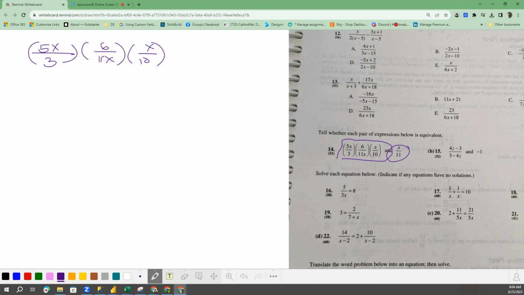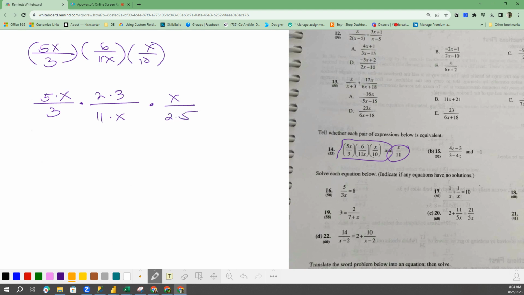So all you've got to do is really factor out. Every time you multiply, you have to factor things out and see if something cancels out. So the 5x is 5 times x. The 3 is just 3. I'm going to get rid of the parentheses and just use a dot. 6 is 2 times 3. 11x is 11 times x, times x over 10, which is 2 times 5.